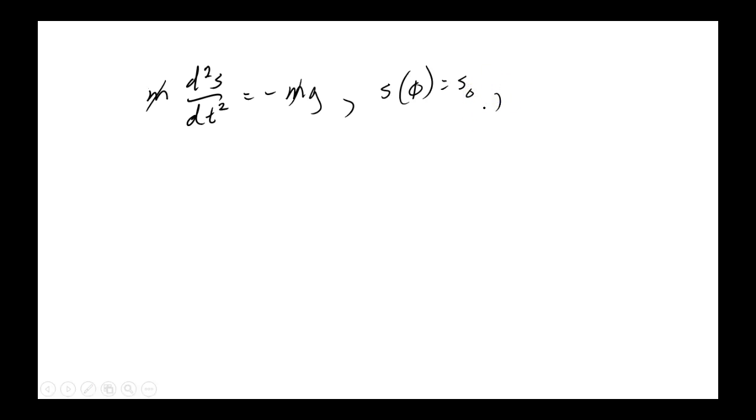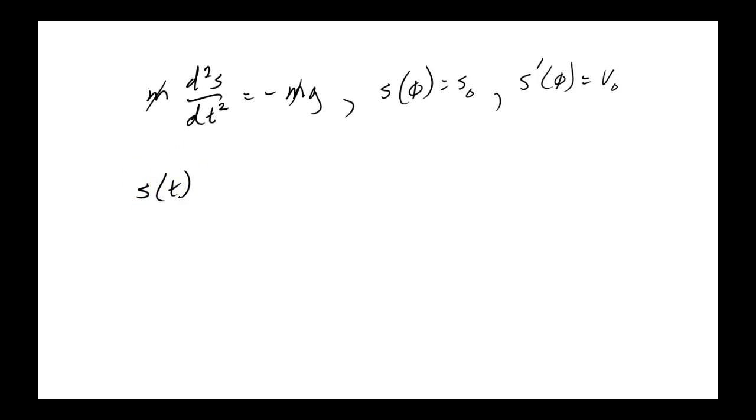But you also need a second condition because it's second order, and that's usually the velocity. S prime of 0 is usually called the initial velocity. If you know those two, then you can solve that system of equations. It's pretty straightforward, and it's the textbook solution.